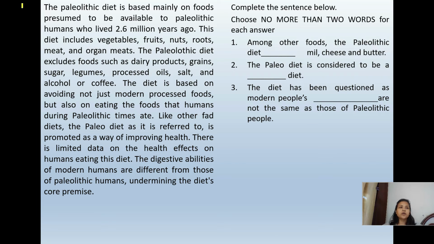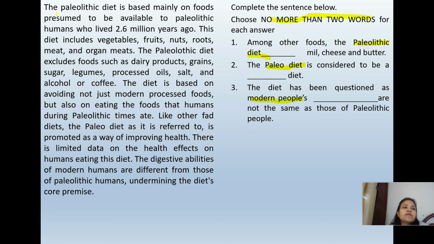Wait a minute. Let's read the instruction first. Complete the sentences below. Choose no more than two words means you have to fill in no more than two words for each answer. Let's identify keywords. Among other foods, the Paleolithic diet dash milk, cheese, and butter. And the paleo diet is considered to be a which diet? The diet has been questioned as modern people's dash are not the same as those of the Paleolithic people.